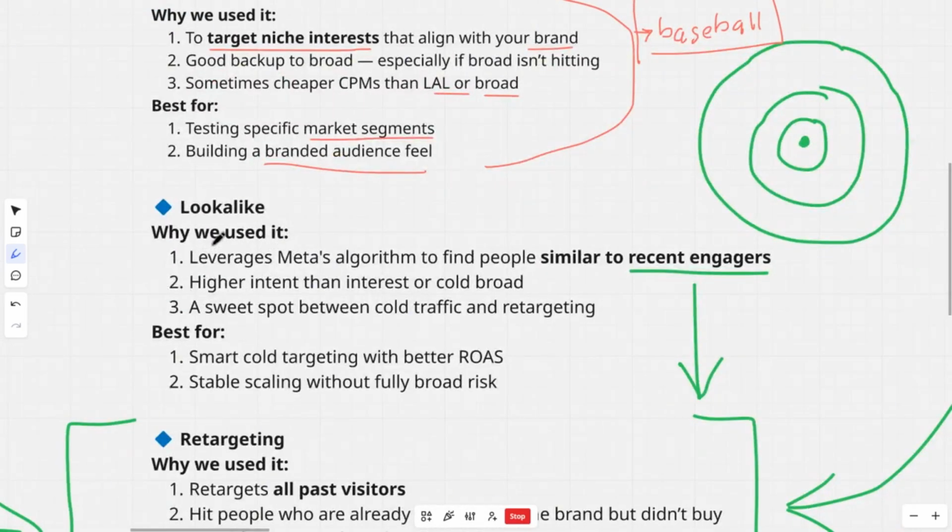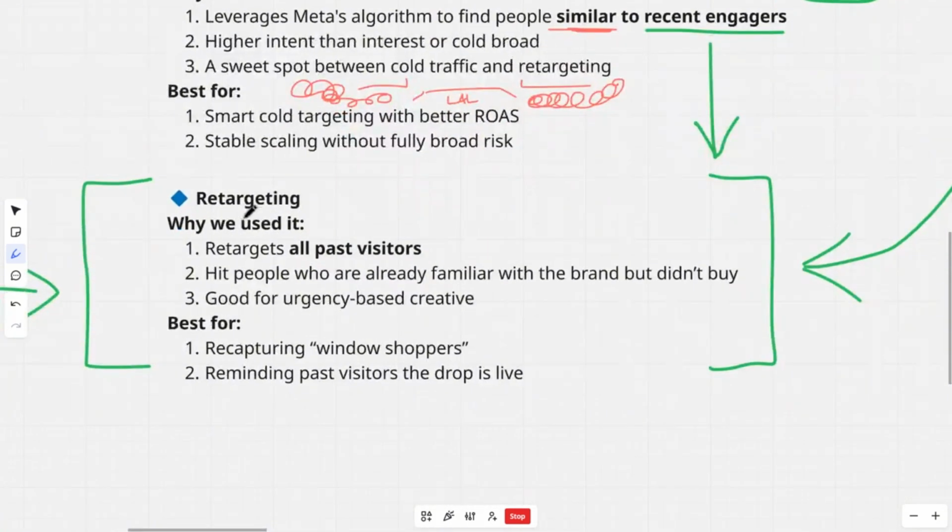Next is our lookalike audience. This leverages Meta's algorithm to find people similar to recent engagers. Most important word here is similar. There's higher intent than just the interest in the cold conversion because these people are similar to people who we already know are interested. So this is a sweet spot between cold traffic and retargeting. If this is retargeting over here and this is cold traffic over here, random audiences have never seen the product before. People who see the product and have engaged with the product, this is where lookalike is. It's amazing. I'm not gonna lie. Lookalike audiences are great.